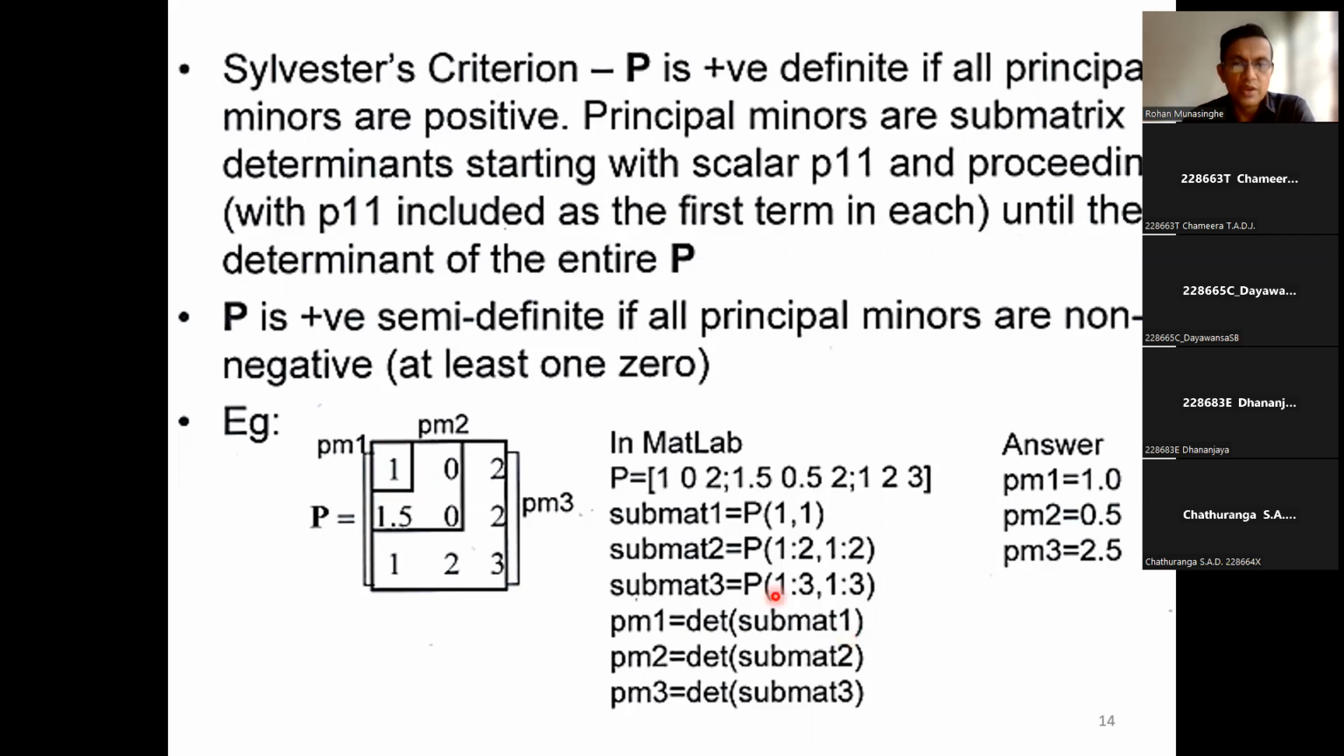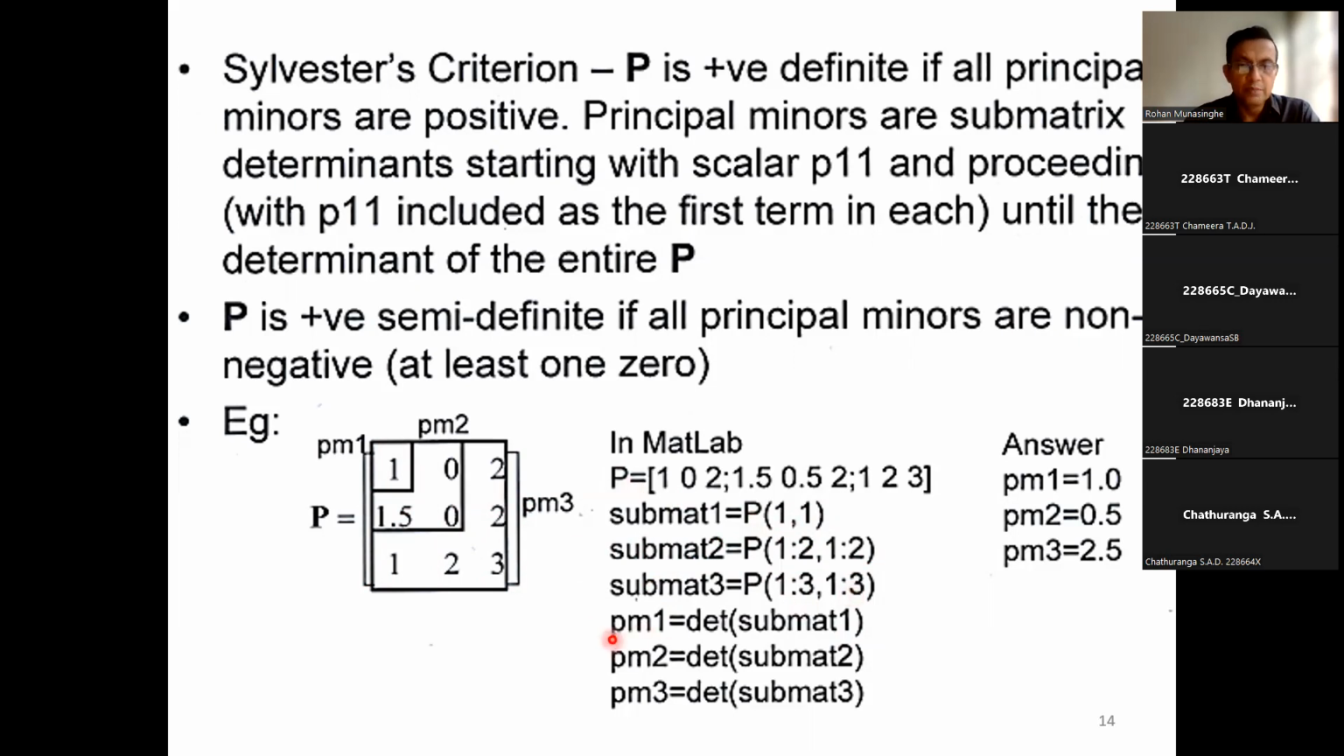In MATLAB, it's very easy to do that. You first declare your matrix and you declare submatrix 1, 2, 3, right? You figure out the partition, the portion of the matrix, growing from your left top corner to the right bottom corner, right? First you take 1, 1. Second, you take 1:2, 1:2. Third, you take the whole matrix, which is 1:3, 1:3.